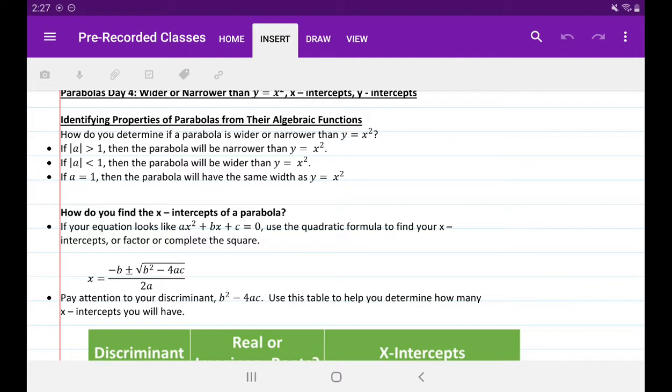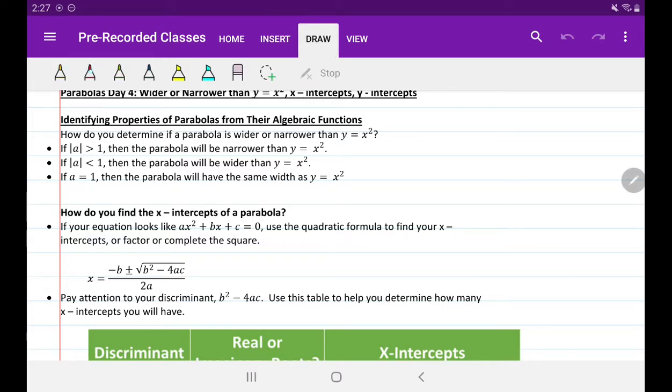So I'll go over really quickly what we're doing and how we do it. To determine if a parabola is wider or narrower than y equals x squared, we're going to have to look at our a value. If the absolute value of your a value is greater than 1, then you're going to be narrower than y equals x squared. If you're less than 1, then you'll be wider than y equals x squared. And of course, if a equals 1, then the parabola will be the same width as y equals x squared.